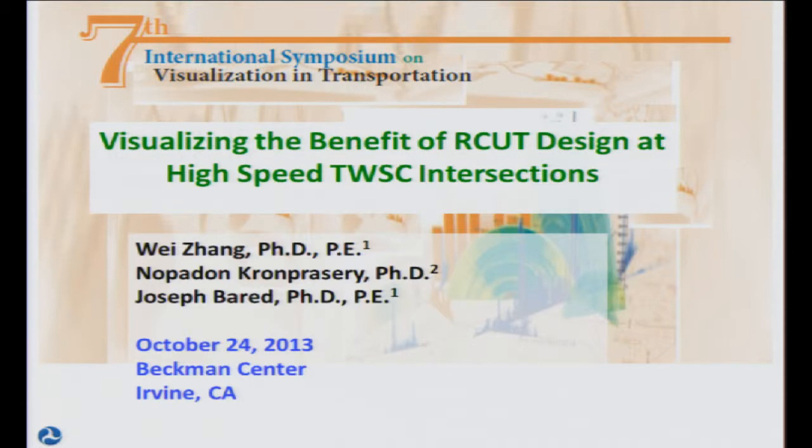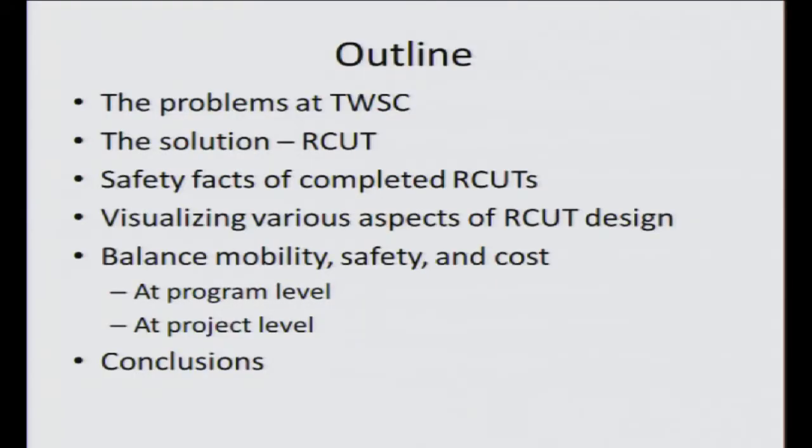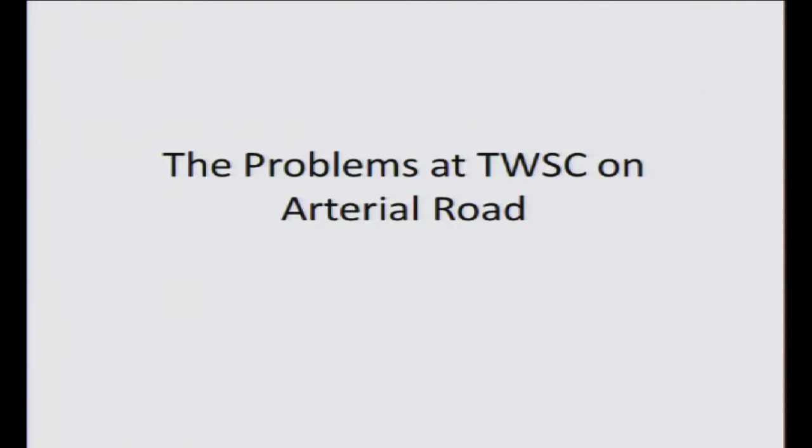Okay. So the topic I'm going to present is visualizing the benefit of restricted crossing U-turn intersection design at high-speed two-way stop control intersections. This is the outline I'm going to go through. We'll talk about the problem we want to address and one of the viable solutions for that problem, and we'll talk about the safety facts of completed RCUT intersections. Then we'll talk about how we visualize the different design aspects of the RCUT design, and how we balance mobility, safety, and cost at both the program level and the project level. Then we'll come to some conclusions.